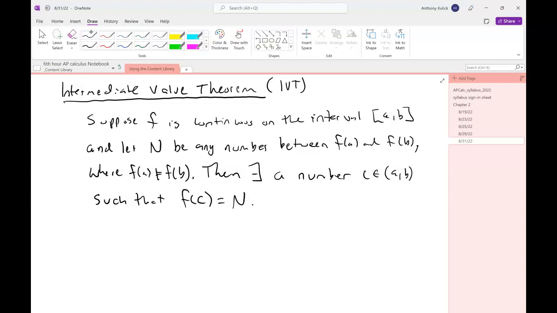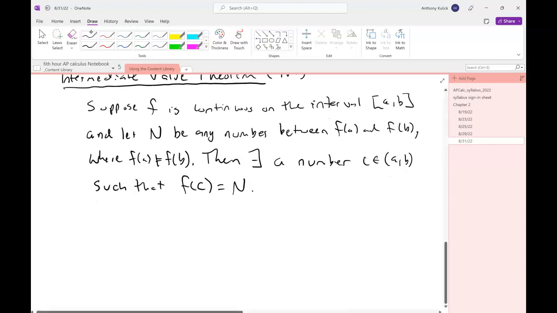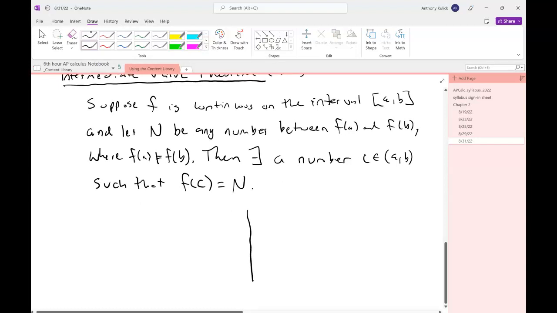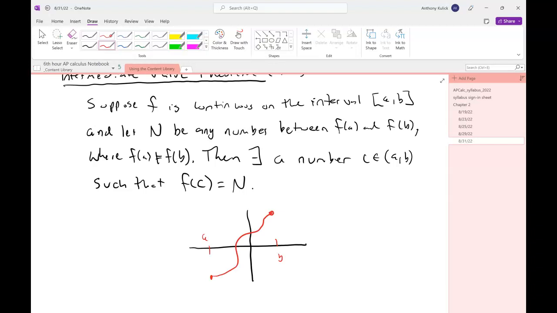All right, so this is pretty wordy, right? What the heck does this mean? It's kind of a no-brainer theorem once you've seen it. So let's say we have some continuous function that goes over some interval from a to b. Everybody's okay with that? That means this y-coordinate down here would be f of a, and this y-coordinate here would be f of b. You guys agree with that?